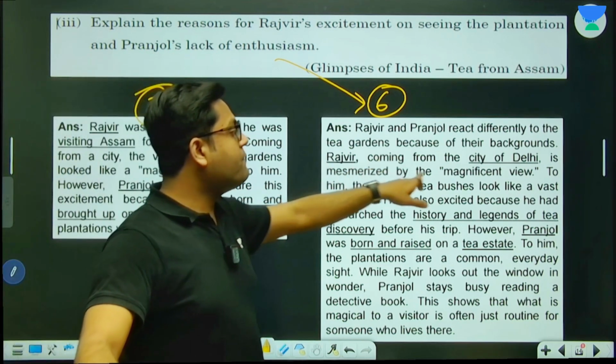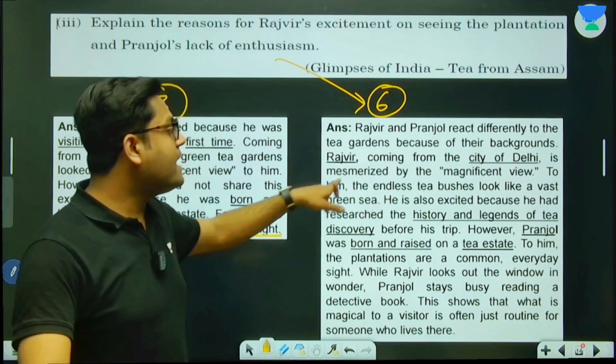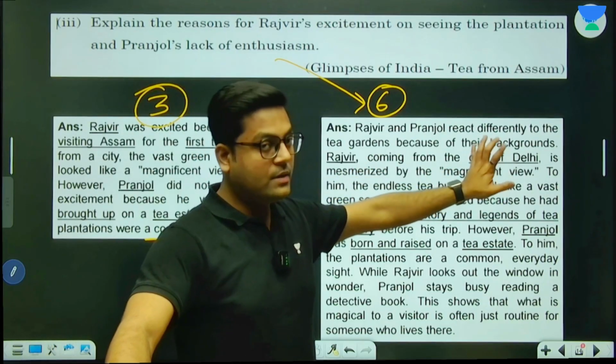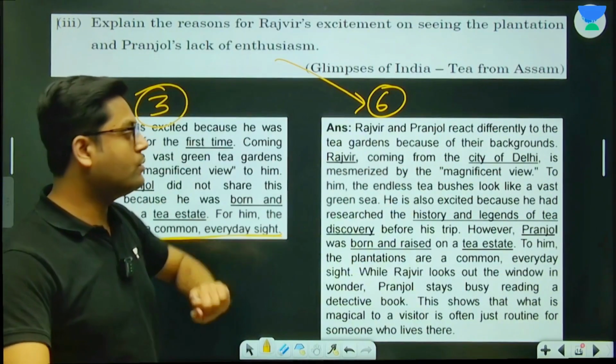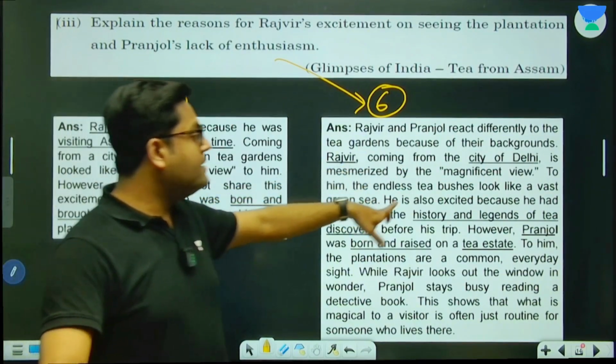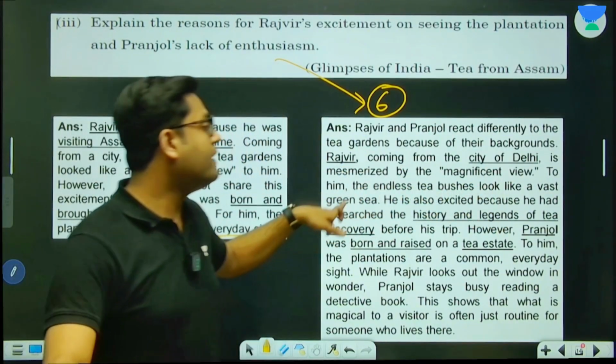सो राजवीर कमिंग फ्रॉम द सिटी ऑफ दिल्ली is mesmerized by the magnificent view. वो mesmerized था magnificent view से. again NCERT कोट की हम लोगों ने. To him the endless tea bushes look like a vast green sea.